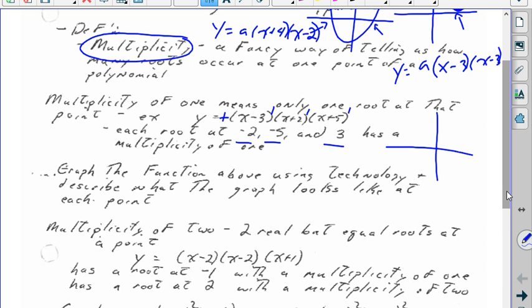So my sketch, -5, -2, 3. It's going to cross the x-axis at -5, -2, and then 3. It's just going to cross. It's not going to do anything fancy at that point. So if you were to plug that into your graphing calculator, that's what the graph would look like. Crosses at those points.